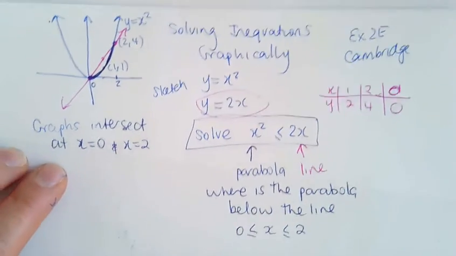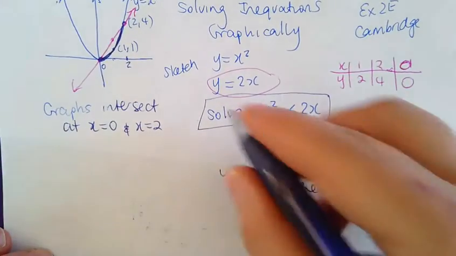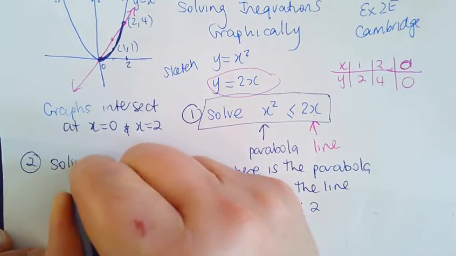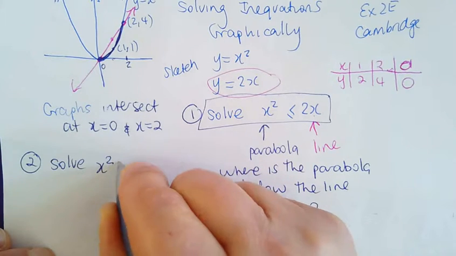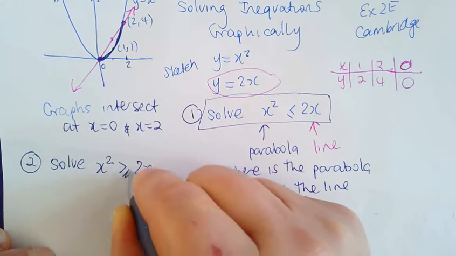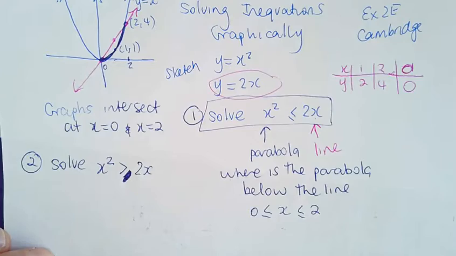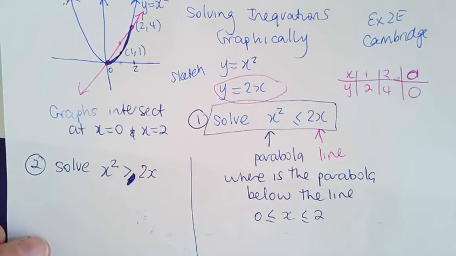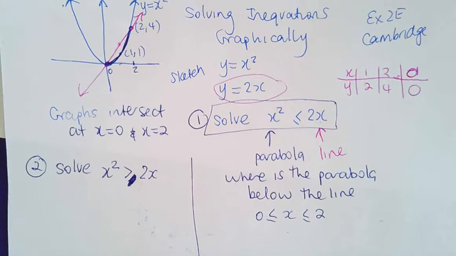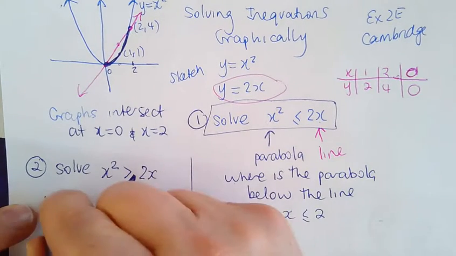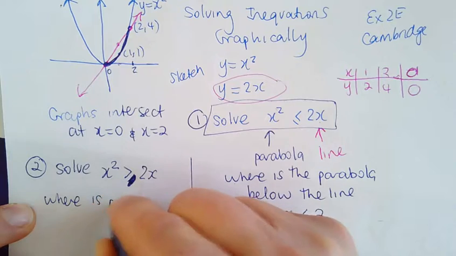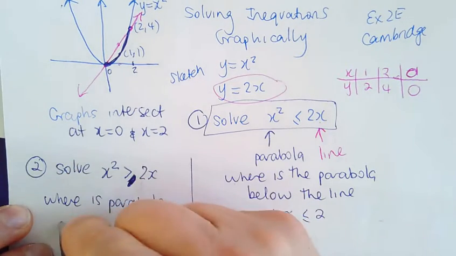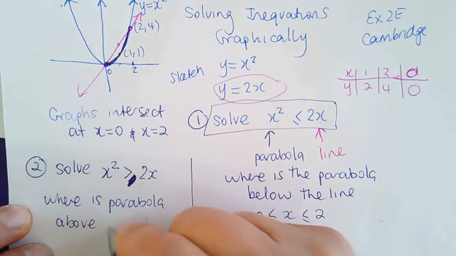But what happens if I ask you to solve, so that's solving that. I might ask you to solve x squared is greater than 2x. Don't put the equal. What's that asking you? Where is the parabola above the line? How do you know it's the parabola? Because x squared is a parabola. Where is it greater than? Greater than means above the line.